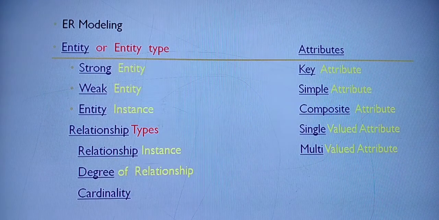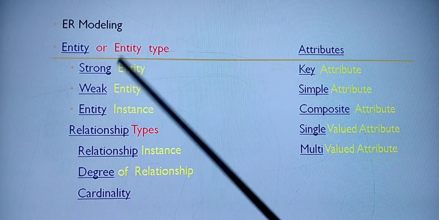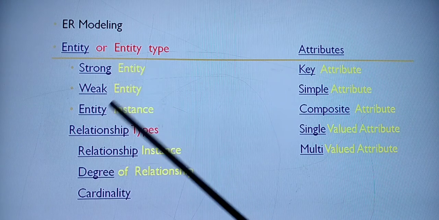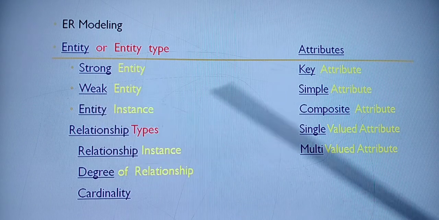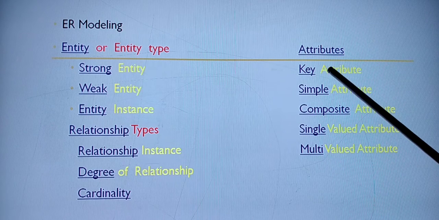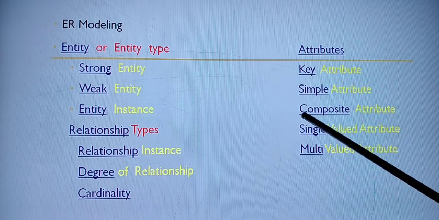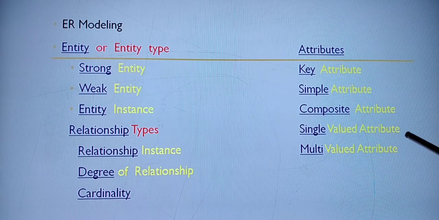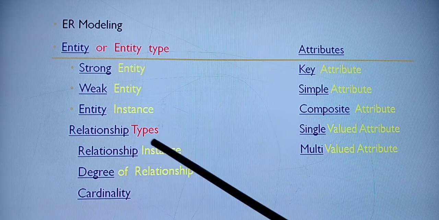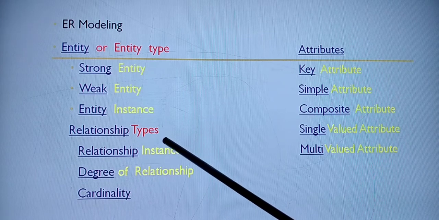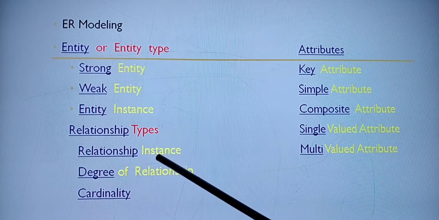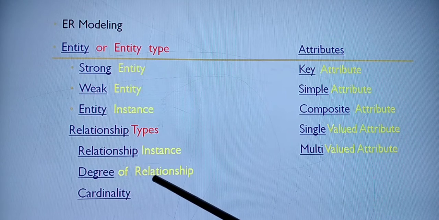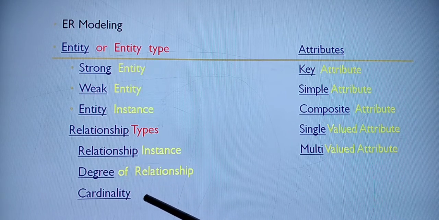Next we discussed the types that are available under each and every type. The first one is your entity, under that we finished strong, weak and entity instance. The next one is your attribute, under that we finished key attribute, simple, composite, single valued attribute, and the next one is your multi-valued attribute. Similarly, we finished the next type, your relationship type, under that we finished relationship instance, degree of relationship, and the next one is your cardinality.